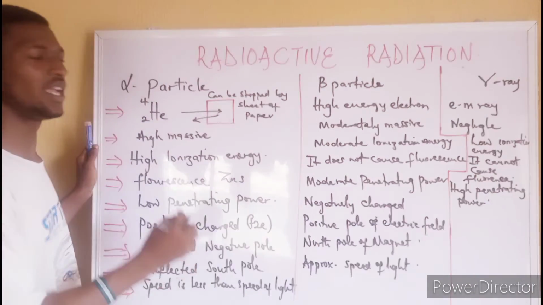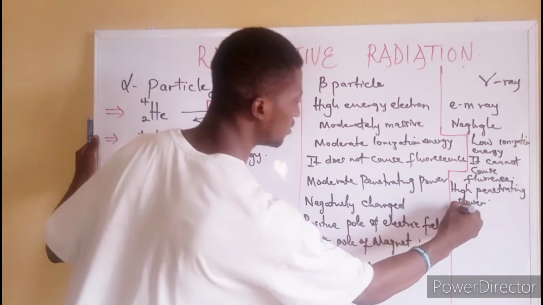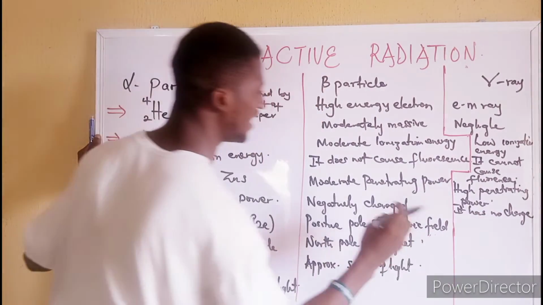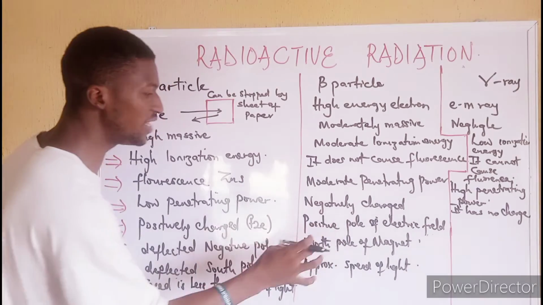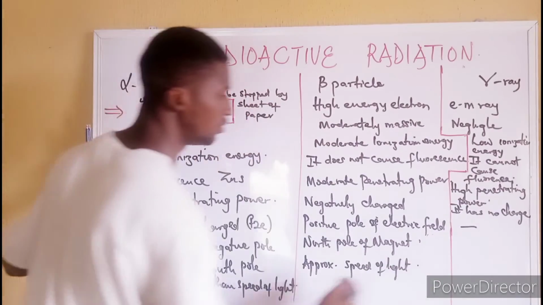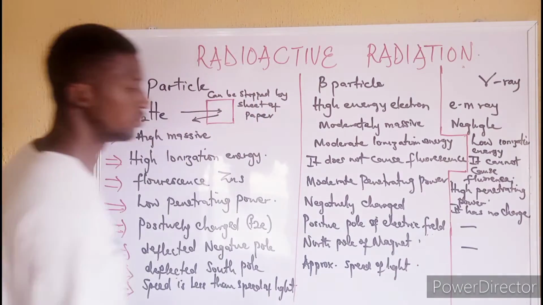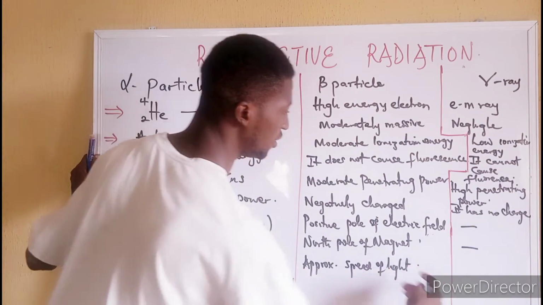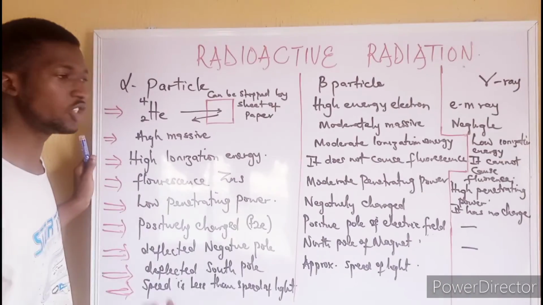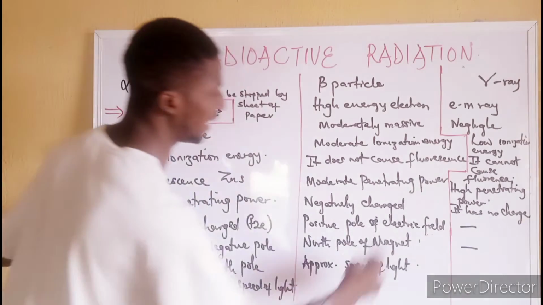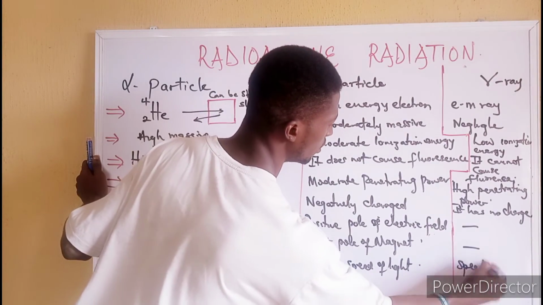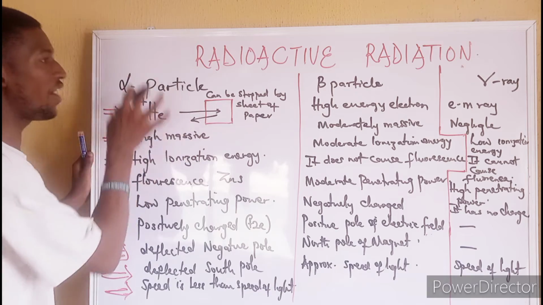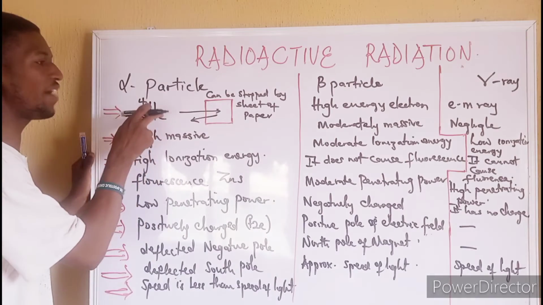Now let's look at the charge. It has no charge. So if it has no charge, then definitely it cannot be deflected by electric field or by magnetic field. However, it moves at the speed of light, because all electromagnetic radiation moves at the speed of light.